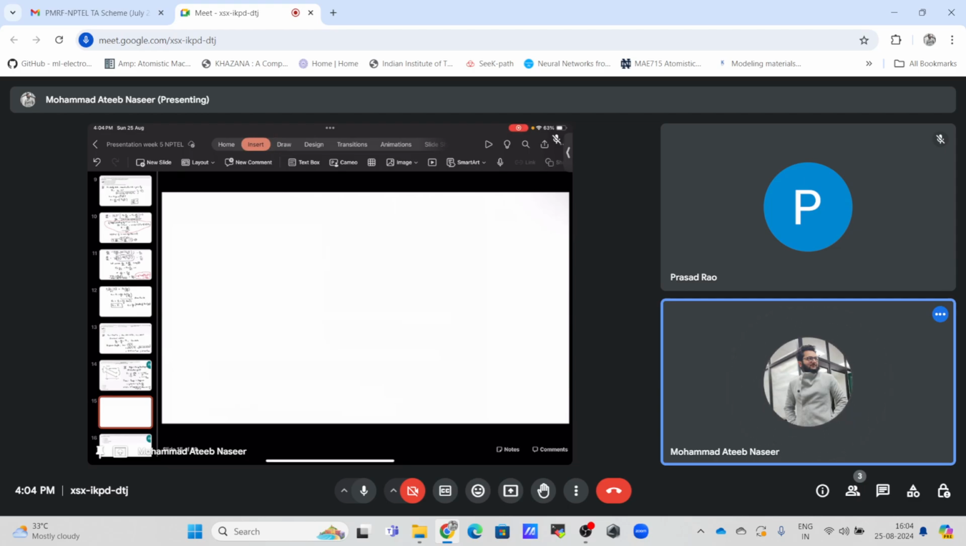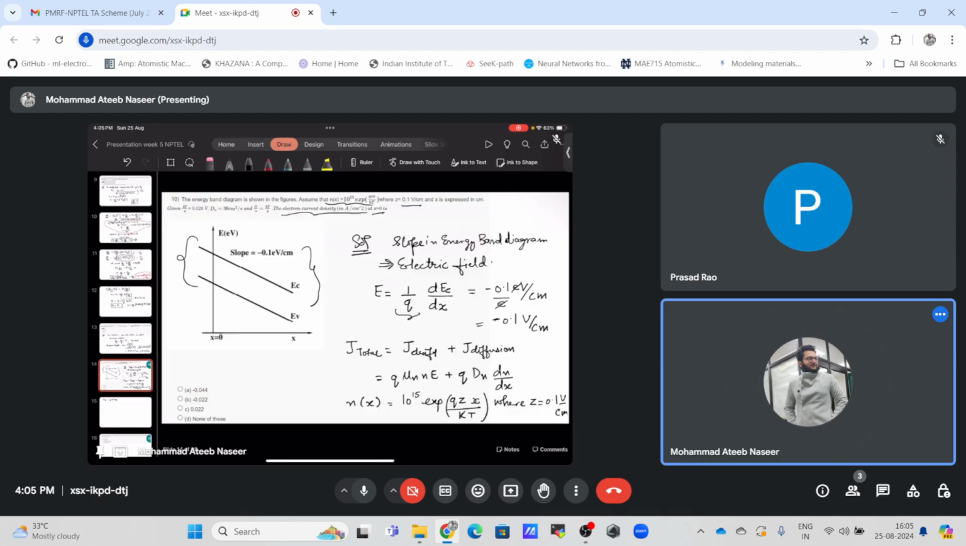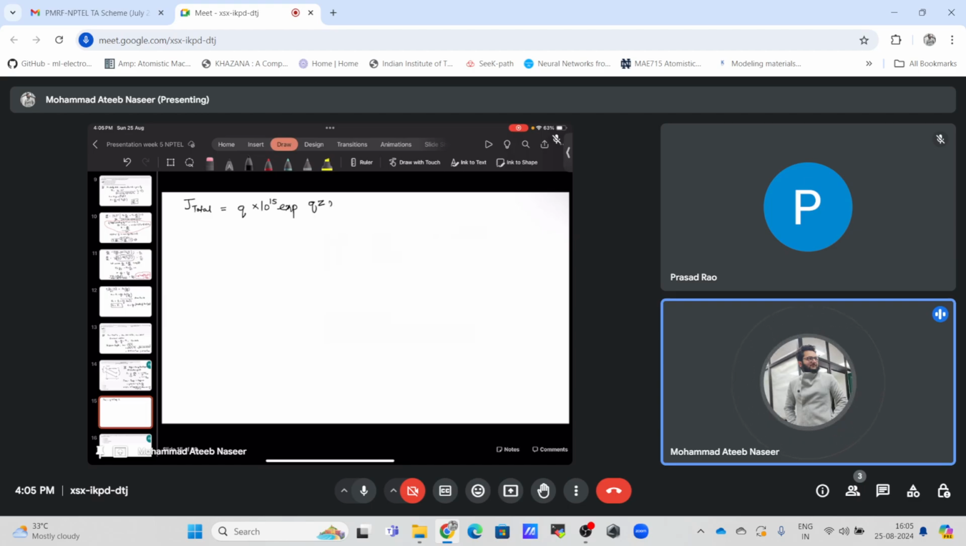So simply, the total current density will be electric field times q times n, where n is simply 10 to the power of 15 exponential of qzx by kT, times mu n, and the field is minus 0.1 volt per centimeter, plus q times dn by dx. Okay, we have to do the derivative of this, which is 10 to the power of 15 exponential of x by kT.